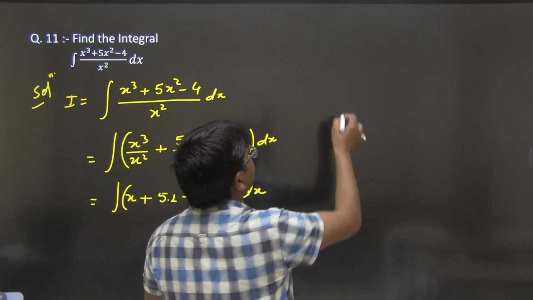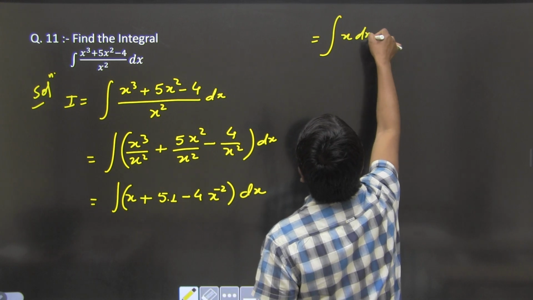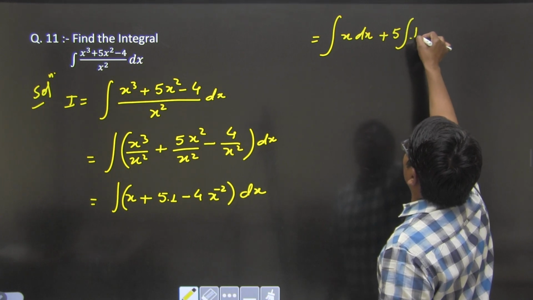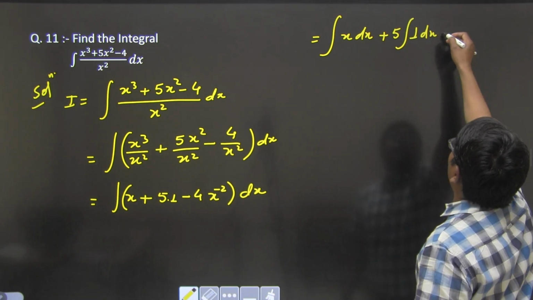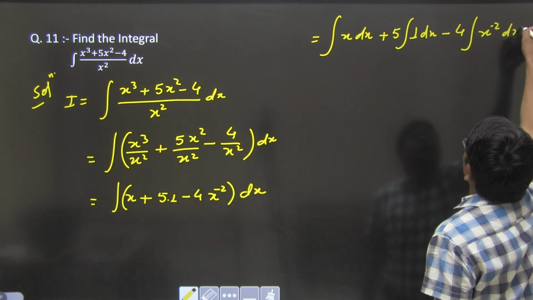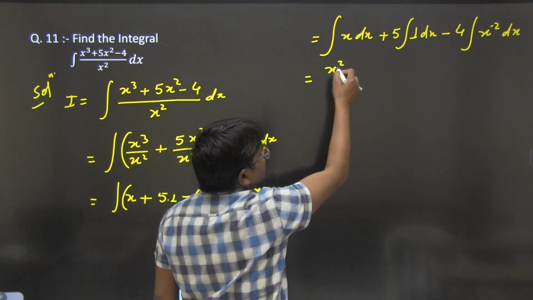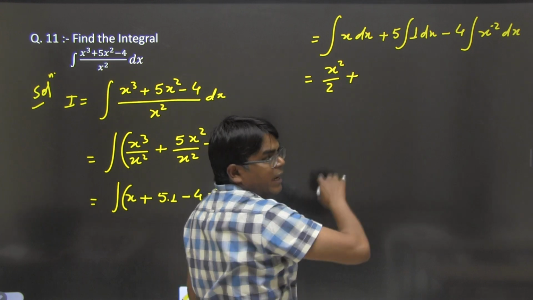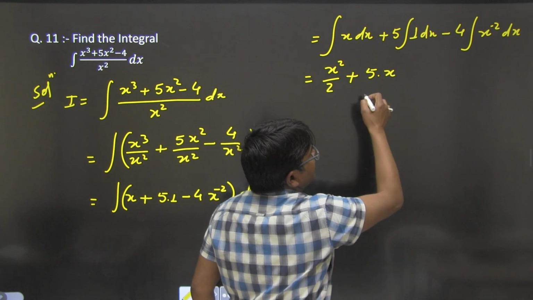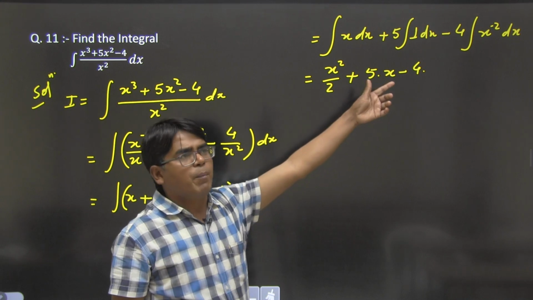Now simplify it, you will get x dx plus 5 times 1 dx minus 4 x to the power minus 2 dx. Now integrate it. Integration of x is x square by 2, plus integration of 1 is x, so 5 into x, minus 4. Now we have x to the power minus 2.